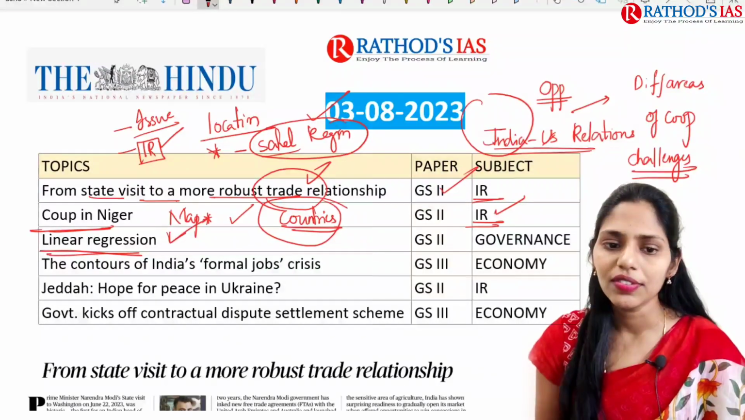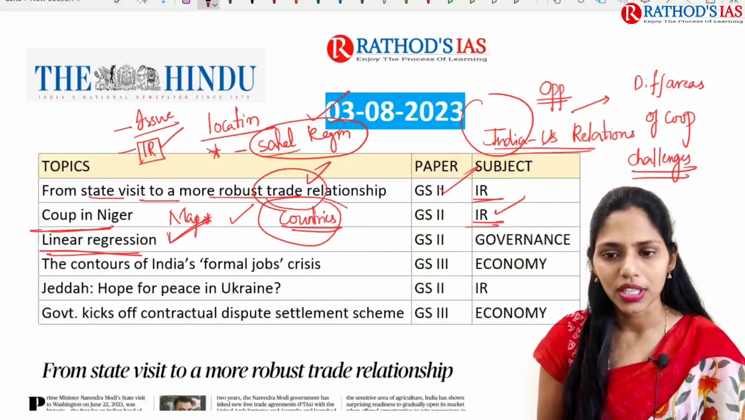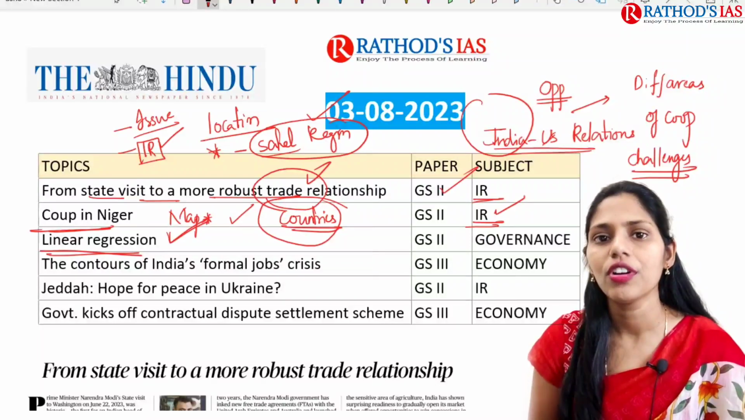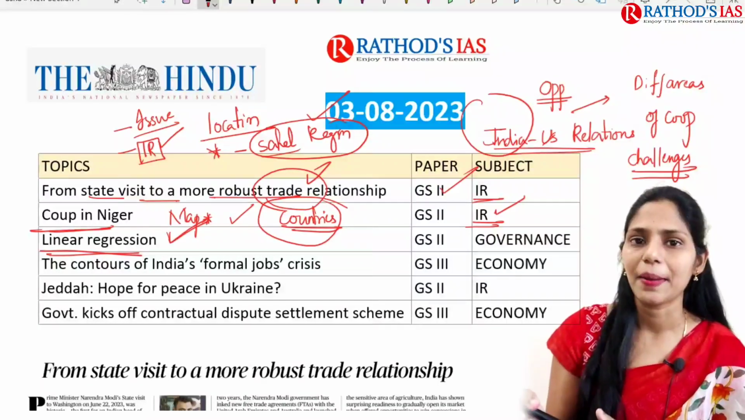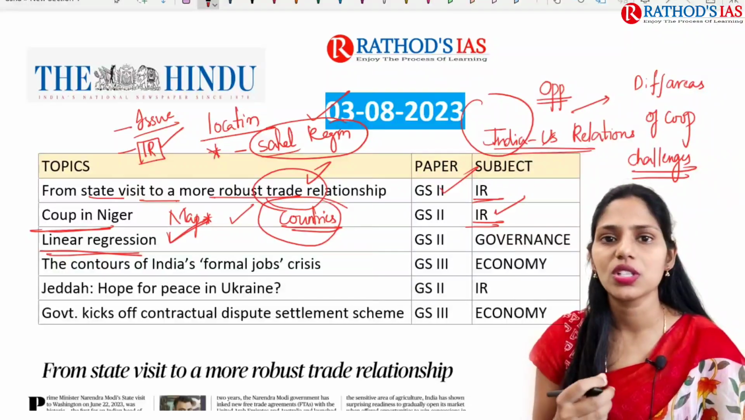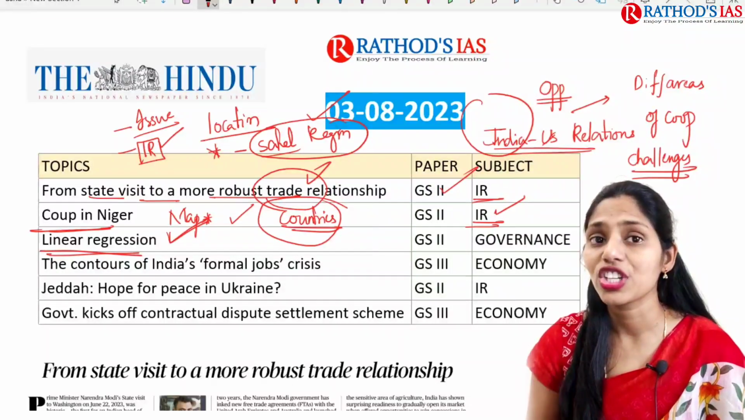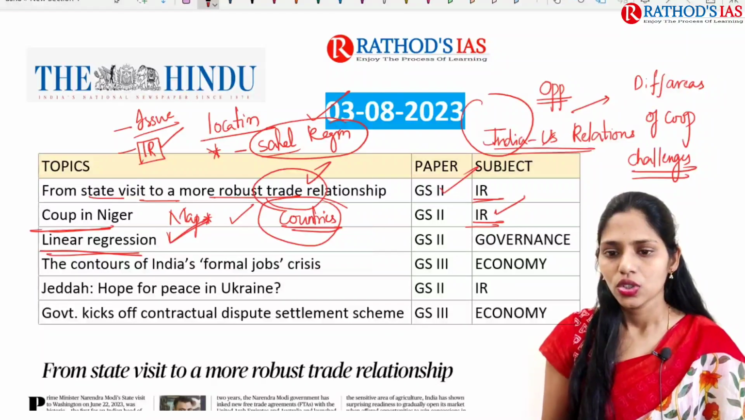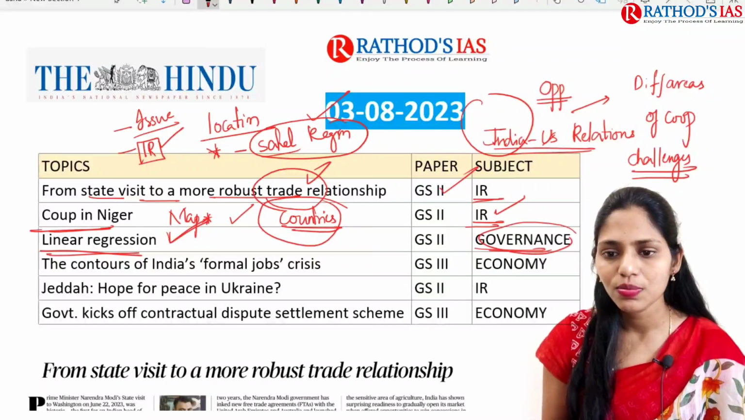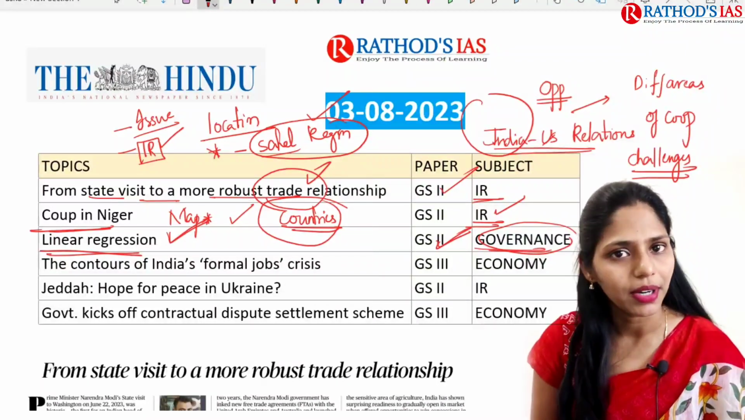This article is mainly talking about one important thing, that is the suspension of an organization's head. Here you have to see what the organization is and what the functions of that organization are. This topic is important from the governance point of view, which comes in GS paper 2.